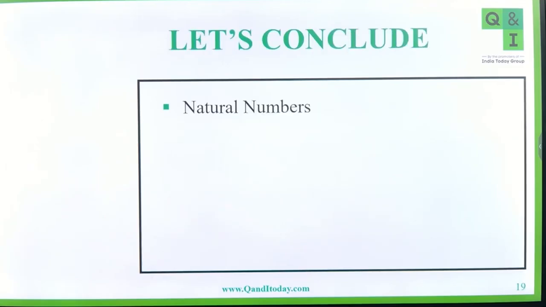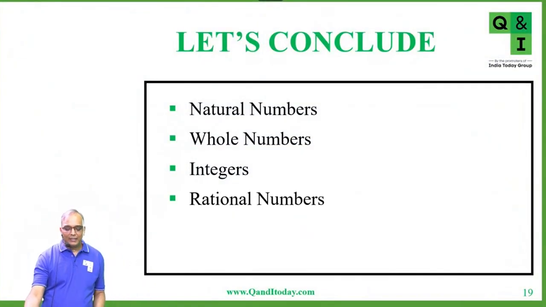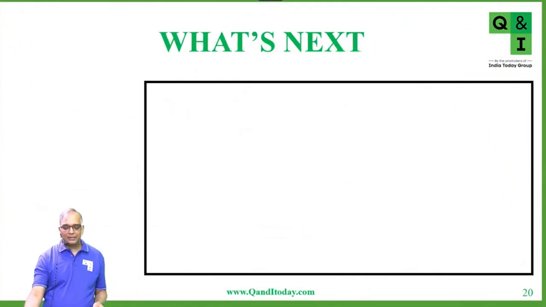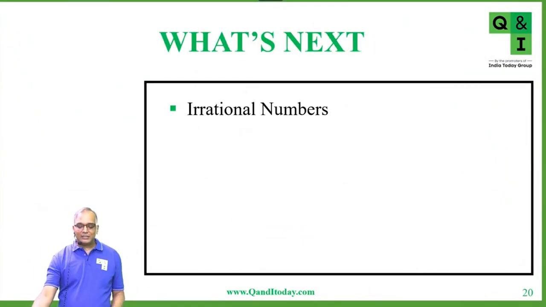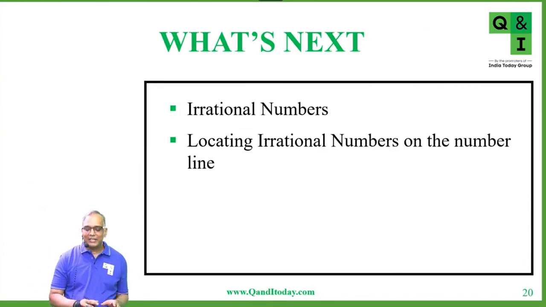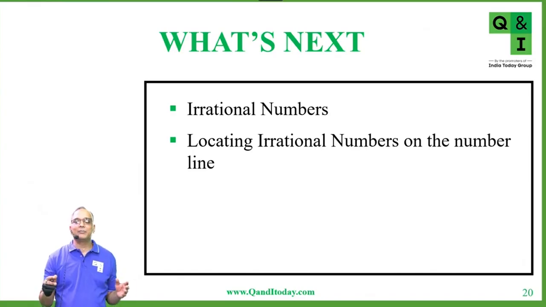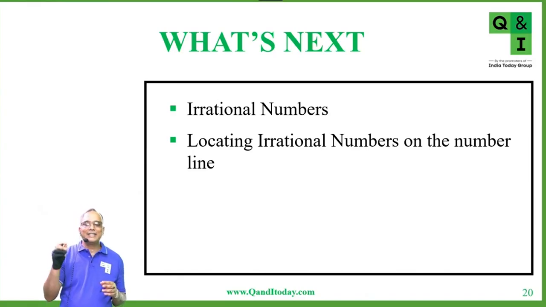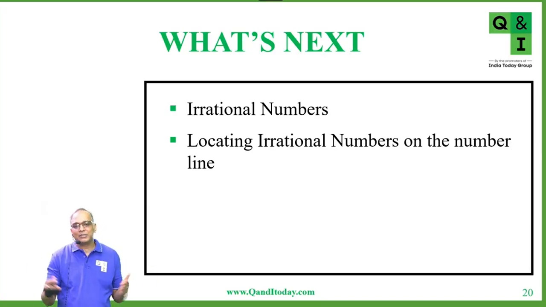So let's conclude, students. Today, what did we study? We studied about natural numbers. We studied about whole numbers. We studied about integers, right? We studied about rational numbers. And what's next? Next class when we meet, we'll study irrational numbers, and we'll also study locating irrational numbers on the number line, how to plot these irrational numbers on the number line. For example, root 2, root 3, root 5, root 7. How do you plot these numbers on the number line? We'll do that in the next class.